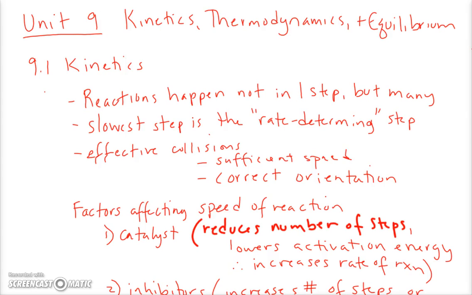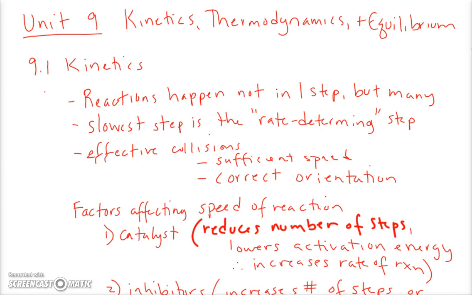This video lecture is meant to cover the information found in Unit 9, Section 1 on kinetics, part of the Kinetics, Thermodynamics, and Equilibrium, Unit 9. Kinetics is the study of how fast reactions go, and it turns out that reactions happen not in one step, but usually in many smaller steps. And the slowest of those steps is what was called the rate determining or the rate limiting step.